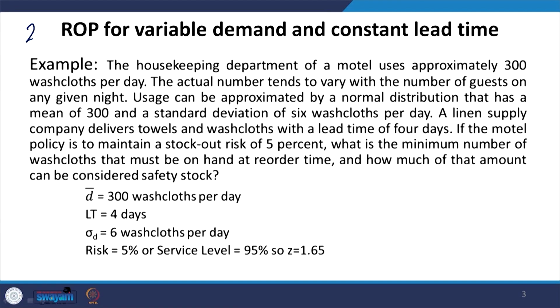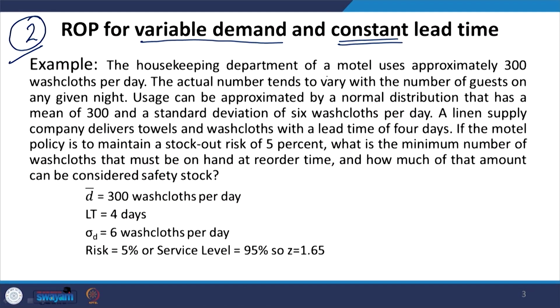This is the second example. Now, what we are going to do, that here we have considered variable demand and lead time is constant. There are two sources of variations. So, in the previous case both these sources were constant. Now, in this example one source is variable, another source is constant. So, fluctuations are coming only because of variable daily demand.